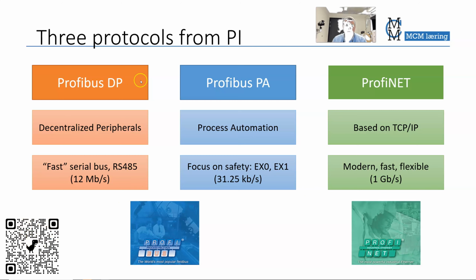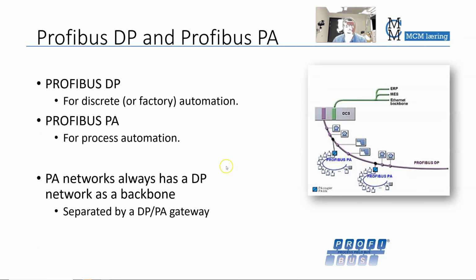Profibus DP and PA are the older protocols, while Profinet is the modern one based on TCP/IP. This is for decentralized peripherals. This is for process automation. This has focus on being fast and reliable. This has focused on safety. So let's talk about Profibus DP and Profibus PA first of all.